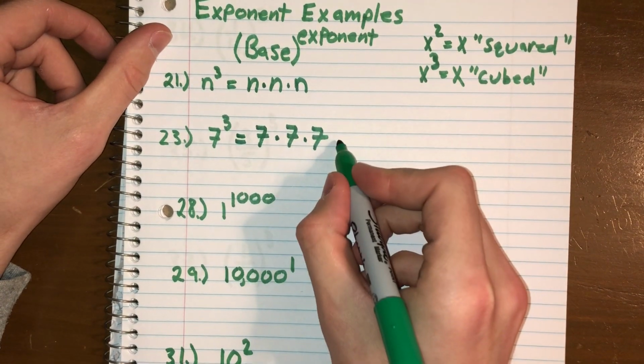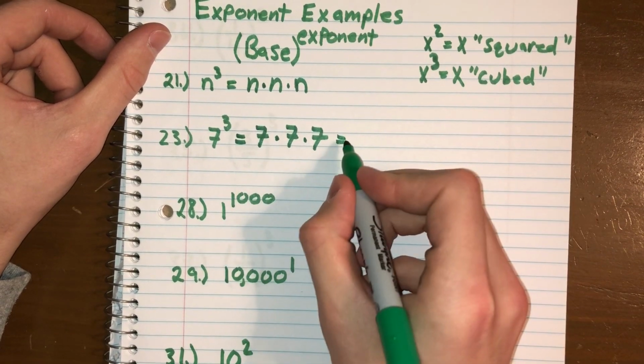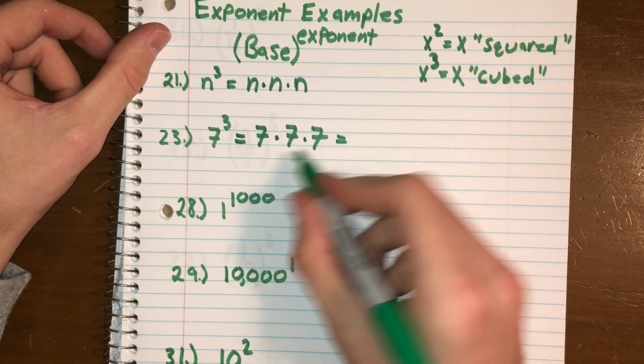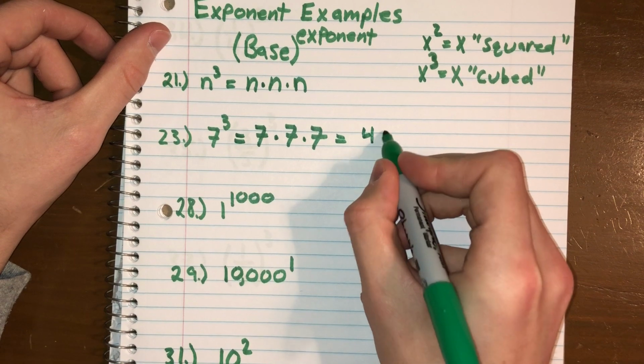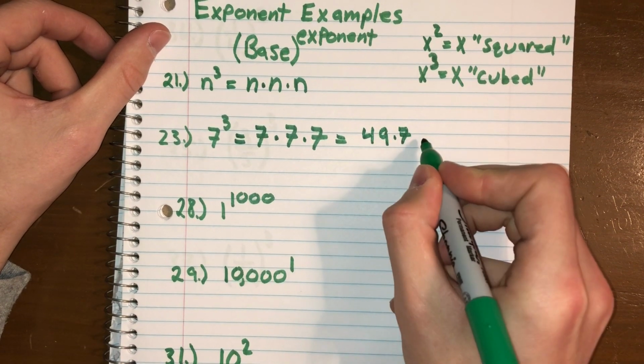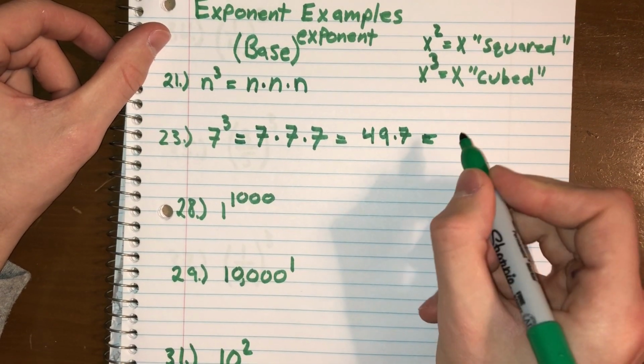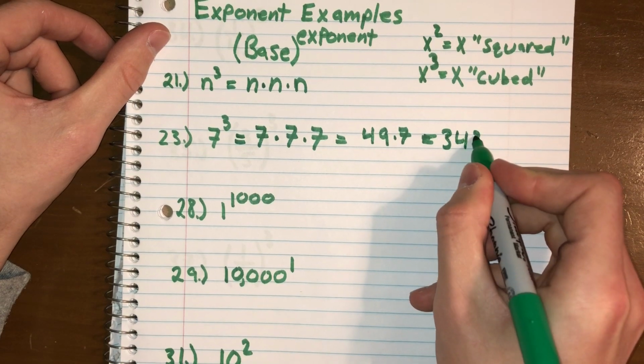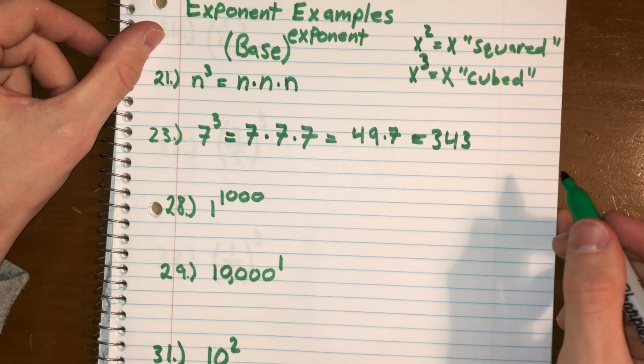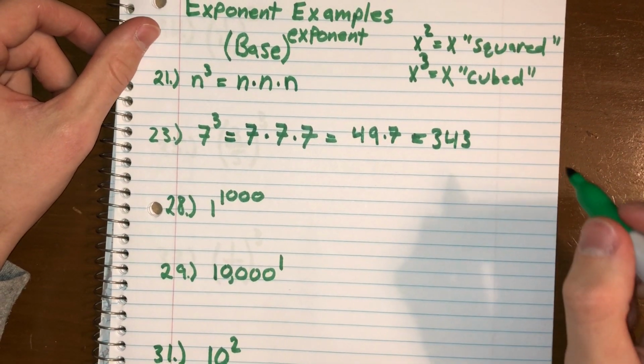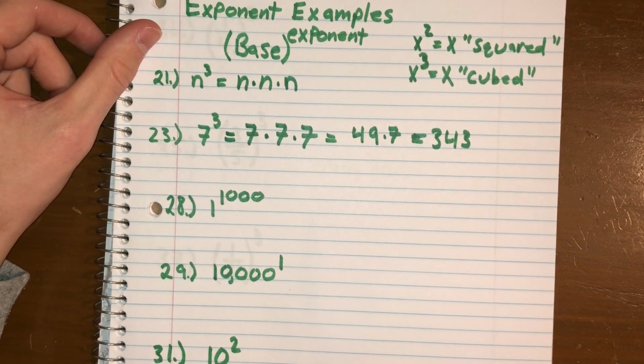Which, if you do the math, this is simplified down a little bit. This will be 7 times 7, which is 49, times 7, equals 343. It's a pretty large number. I wouldn't expect you to do that in your head, but I've got a calculator on hand.